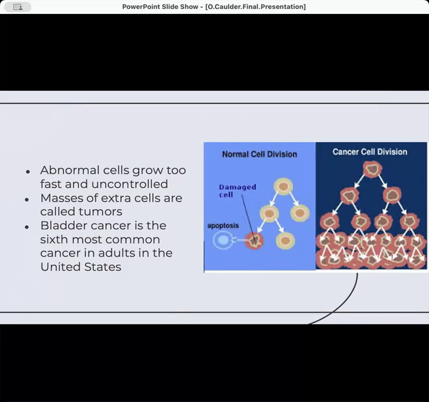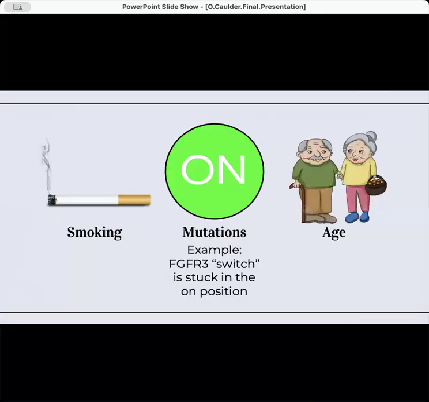Bladder cancer can happen when these abnormal cells start growing in the bladder. It's actually one of the most common cancers in adults in the US today. Now, what causes bladder cancer? Well, there's no singular cause of any cancer, and that also applies here to bladder cancer. So let's look at some common risk factors.